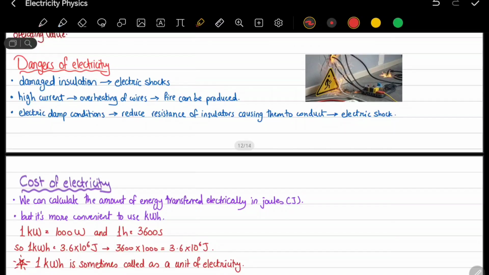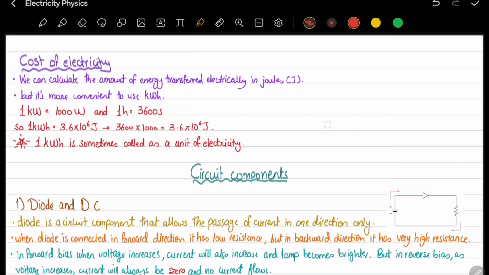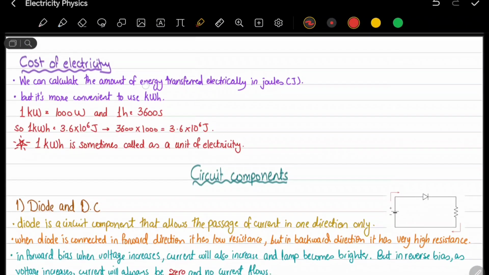Dangers of electricity. Of course, damaged insulation can lead to electric shocks. High current will cause the overheating of wires, which can lead to fire. And damp conditions will reduce the resistance of insulators, causing them to conduct, and therefore this can also lead to electric shocks.